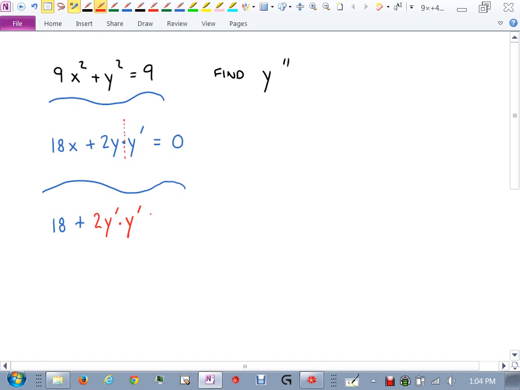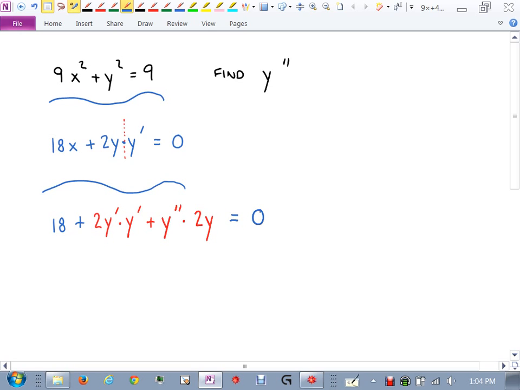Plus, now the derivative of the second one. What's the derivative of y prime? y double prime. So there's your second derivative, then times the first one, 2y. So what's in red here, it's kind of hard to see, is your product rule on that piece right there. We're done on the left side, equals the derivative of 0, which is 0.